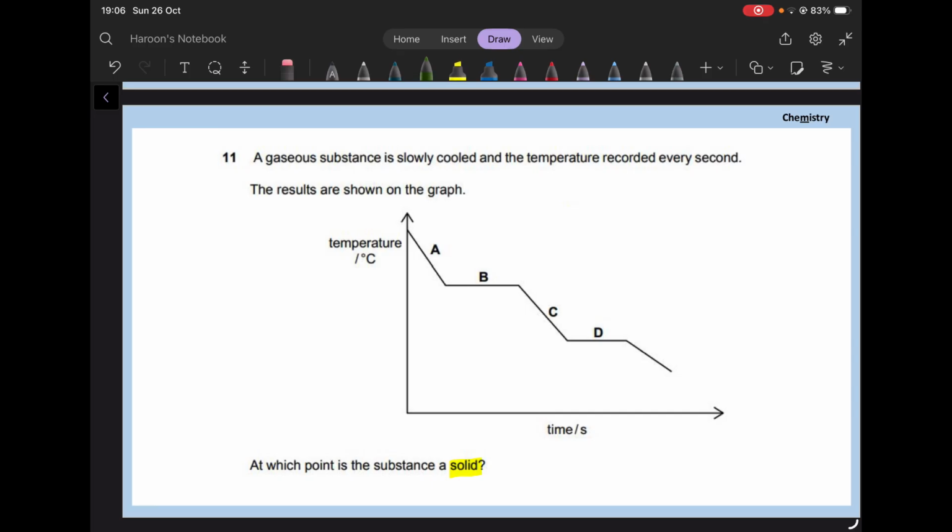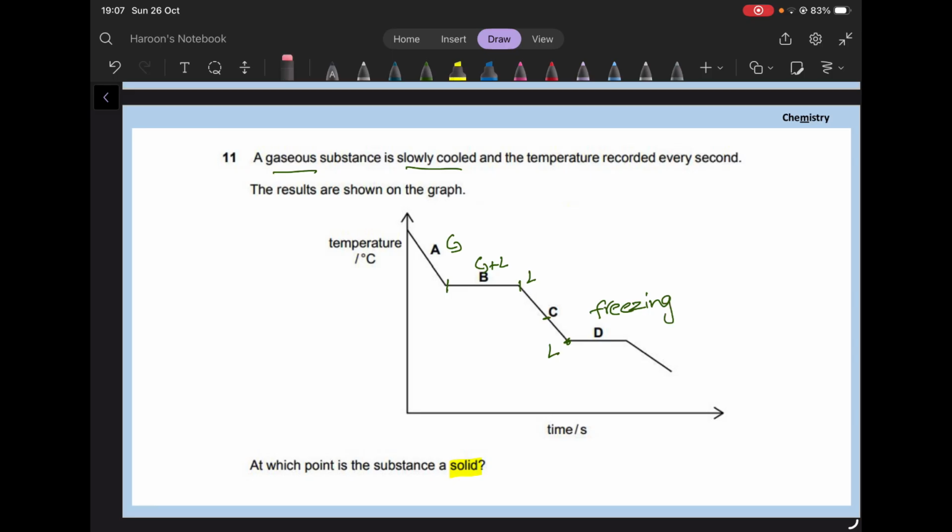So they specifically told us the gaseous substance is slowly cooled. So at A, it must have been in a gaseous state. And when it is in a gaseous state, the first horizontal part of the cooling curve would be condensation. So this would be a mixture of gas plus liquid. At this particular point, all liquid. And at this point, we'll have liquid as well. At C, we have a liquid. And this is the freezing stage.